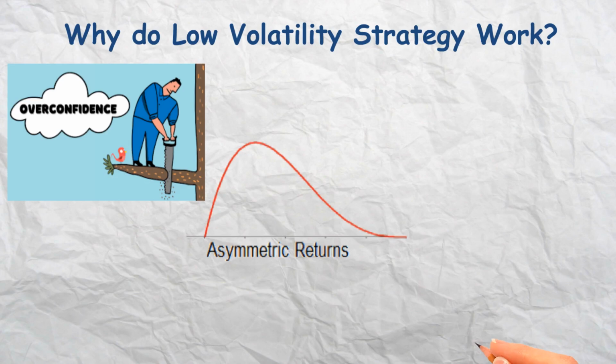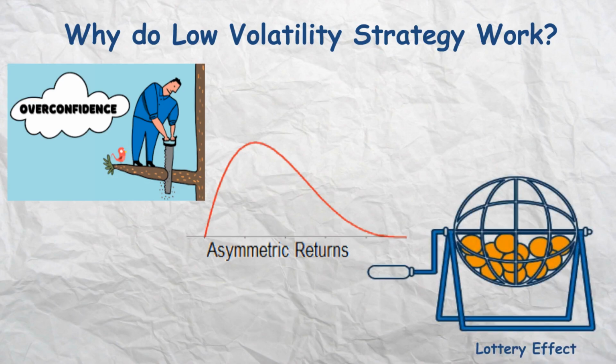Number 3. Lottery effect. Investors tend to overpay for high volatility stocks in the hope of turning it into a multi-bagger, while they tend to underpay for low volatility stock. This psychology of people will help us in getting a low volatility stock at an attractive or cheaper valuation.